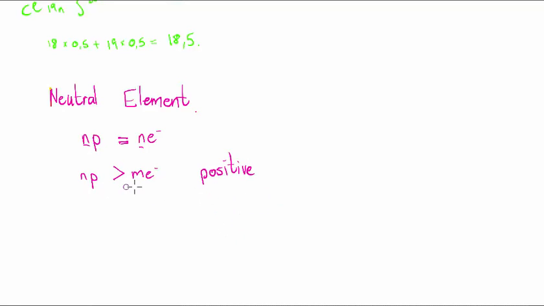And the moment I have something that is not equal, it is called an ion. So this is not an ion. If I have the same number of protons and electrons, I don't have an ion. But the moment I have a different number of protons and electrons, I have ions. If it is positive, it's a positive ion. In other words, I've got more protons than electrons. It's called a cation.